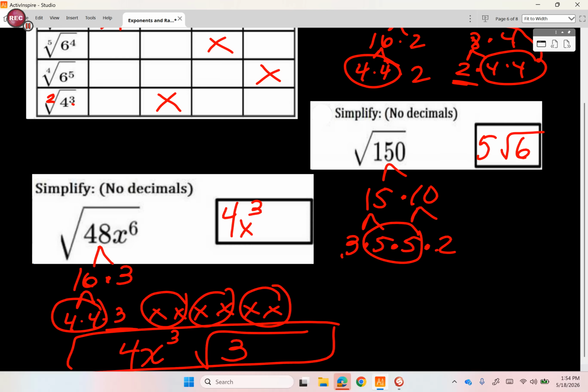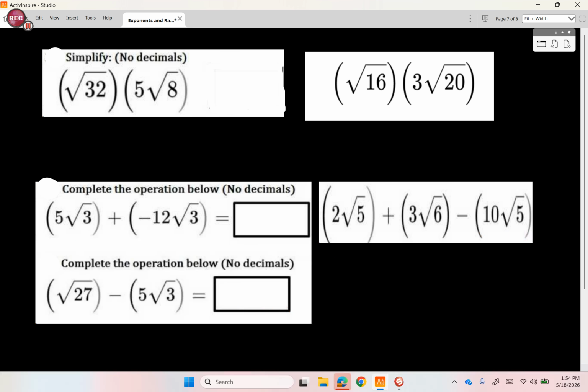All right, we got 2 more pages to get through. So now here, a radical times a radical, because they're touching parentheses, you know it's multiplication. Radical times a radical, you put them in the same radical. So inside of the radical is the two radical portions. The 5 is on the outside. That's a whole number. That's out there in the whole number spot.